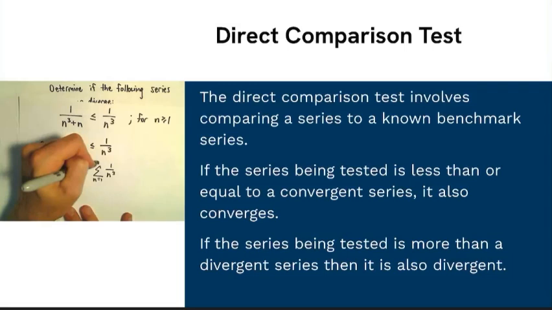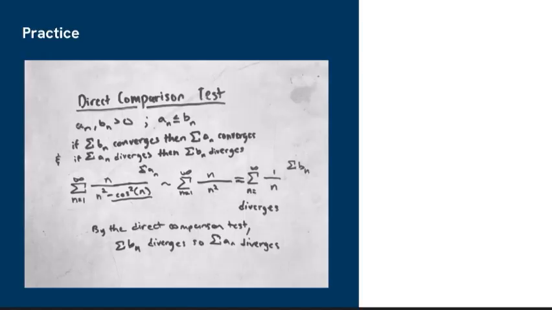And now we'll be talking about the direct comparison test. The direct comparison test involves comparing a series to a known benchmark series. If the series being tested is less than or equal to the convergent series, it is also convergent. If the series being tested is more than the divergent series, it is also divergent. And just to point out, both series have to be greater than 0.